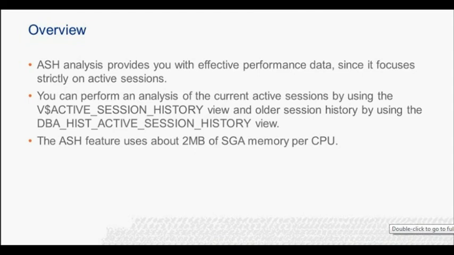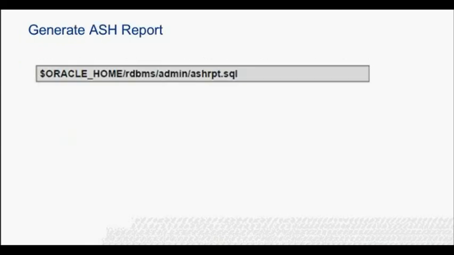So to view the ASH data, we can either query the v$active_session_history or the dba_hist_active_session_history view. For generating an ASH report, we need to run a script named ash-rpt.sql, like we did in AWR report generation. This script is present in Oracle Home rdbms/admin/ashrpt.sql on a Unix machine. It will show us one comprehensive report of all the persistent data.